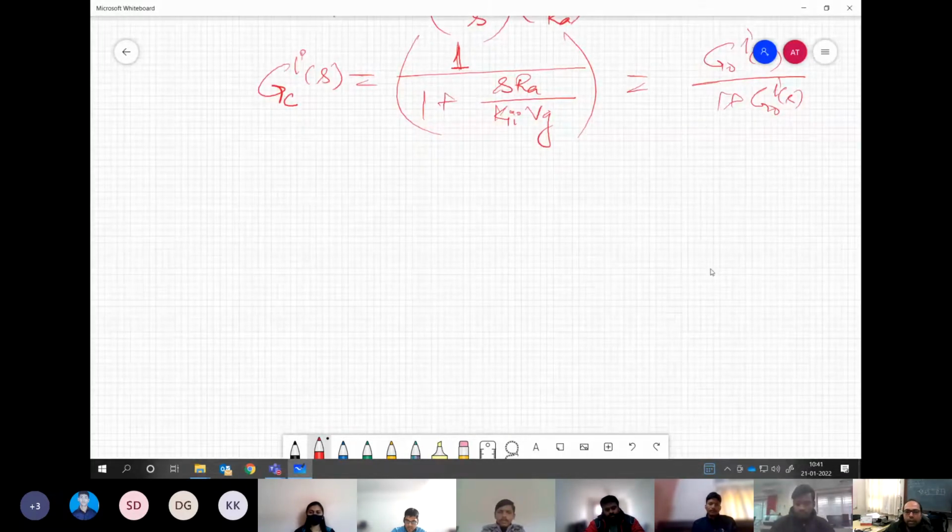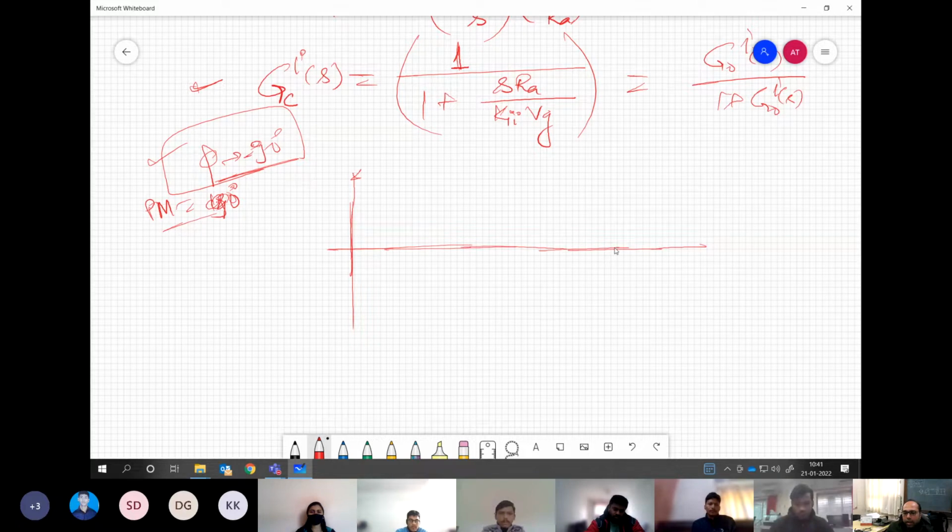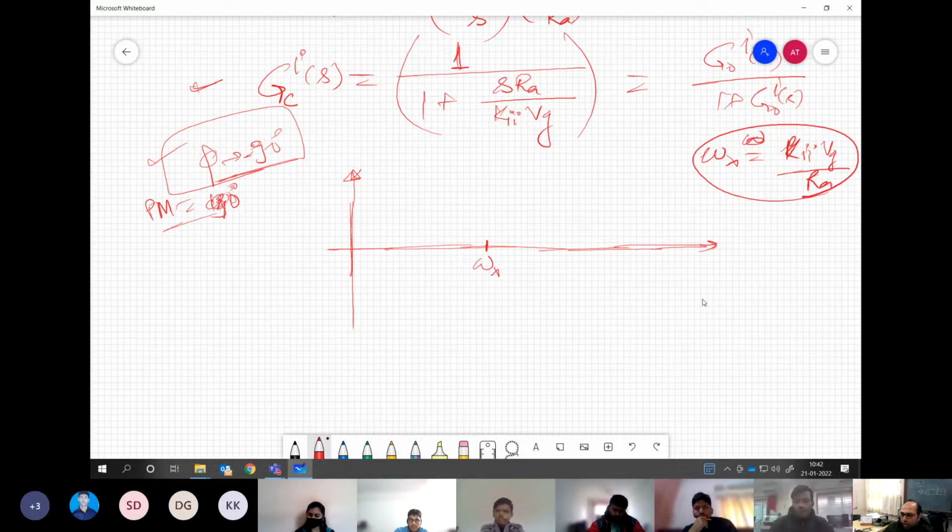So ultimately what we have is this transfer function. If you see the Bode plot of this, because it is a first order system, the phase is going to remain at minus 90 degree. So no problem. It still has a phase margin of at least 90 degree. Based on the gain plot, we can get the relationship for what KII should be. Let us say this is the corner frequency, omega x. This corner frequency corresponds to S by omega x, so omega x is nothing but KII VG by RA. This is fine, right?